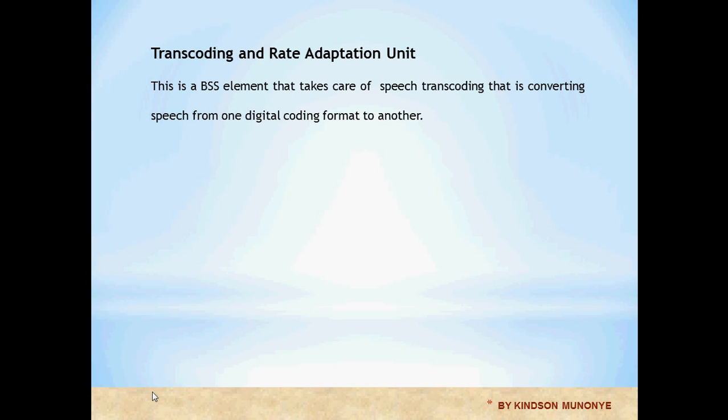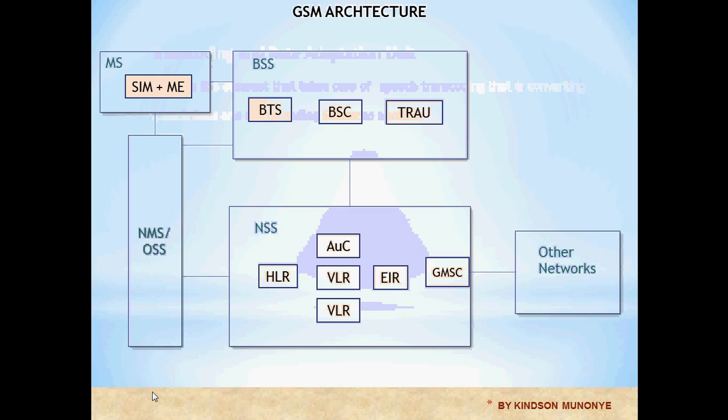I would like to just do a review. Take note of the four major components: the BSS, the base station subsystem; the NSS, the network and switching subsystem; the mobile station, MS; and the network management subsystem, also called the operation and support subsystem. So I'd like to give a block diagram of the GSM architecture in the next slide. So this is basically how the GSM architecture looks.